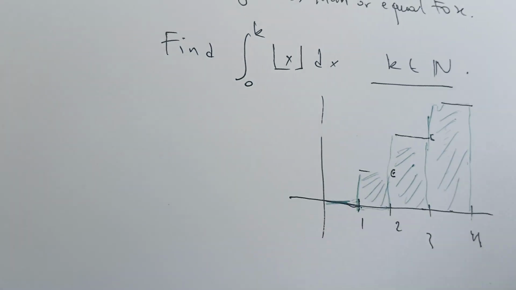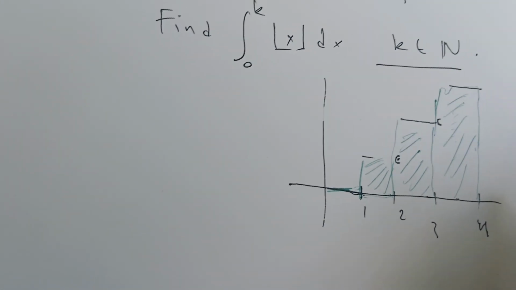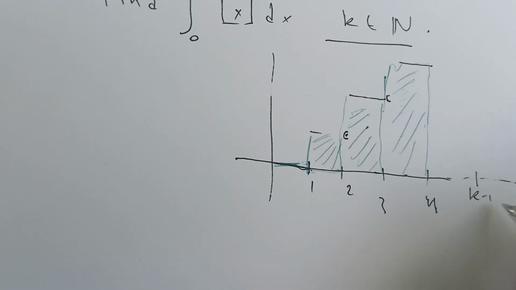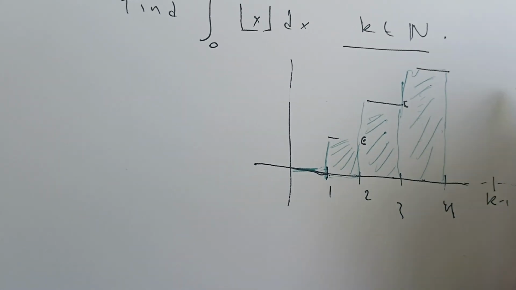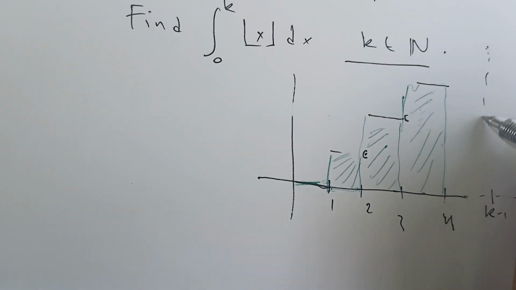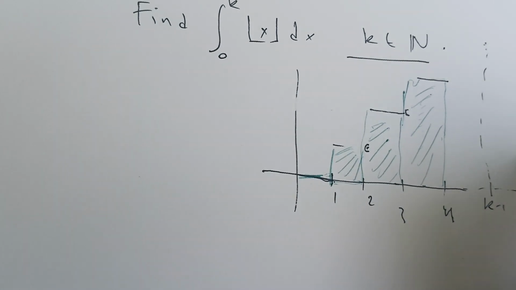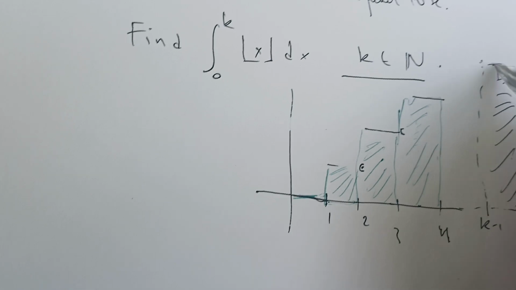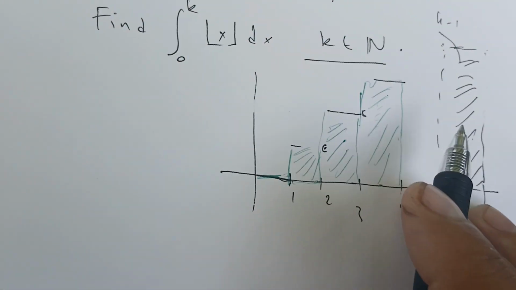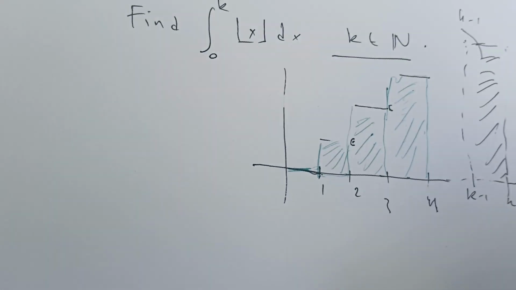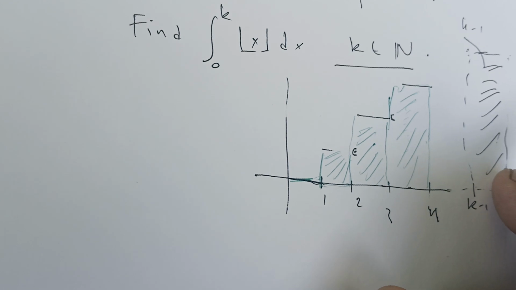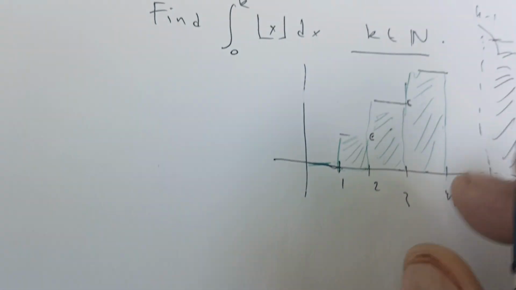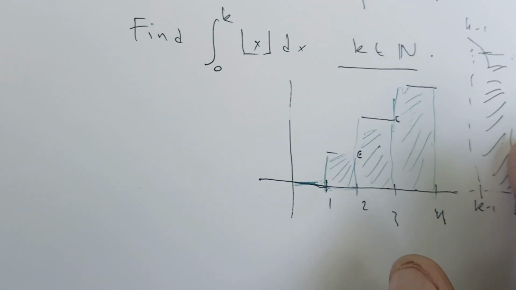And clearly we can extend this to the values between k minus 1 and k. Let's assume that this is this high. So here this value is k minus 1. And this means that we can clearly do this one by just summing up these areas.